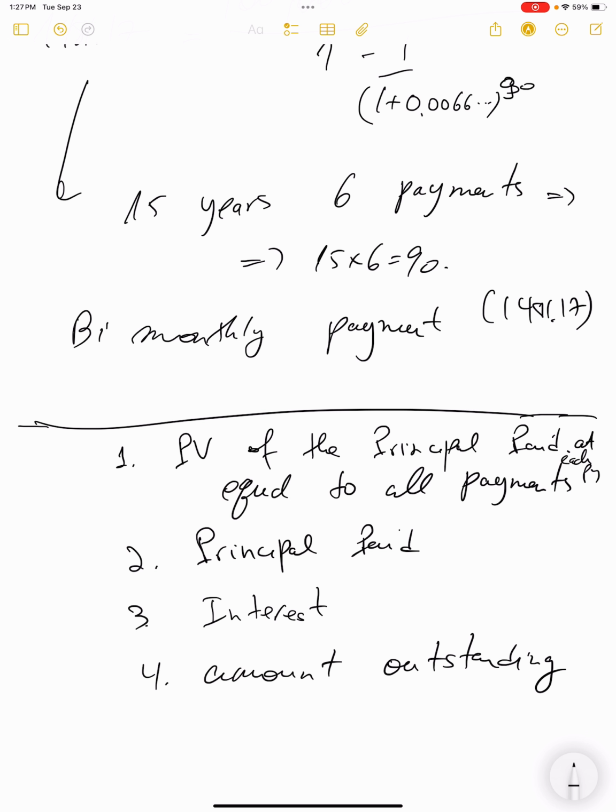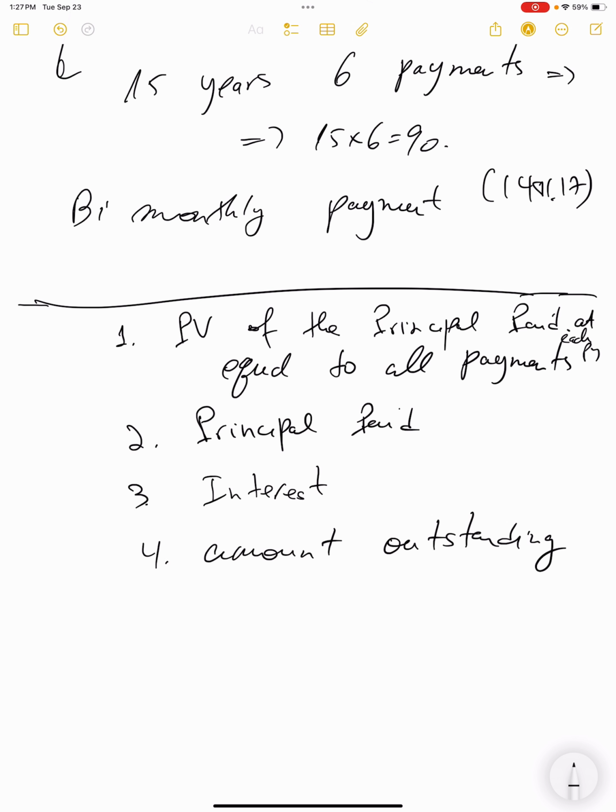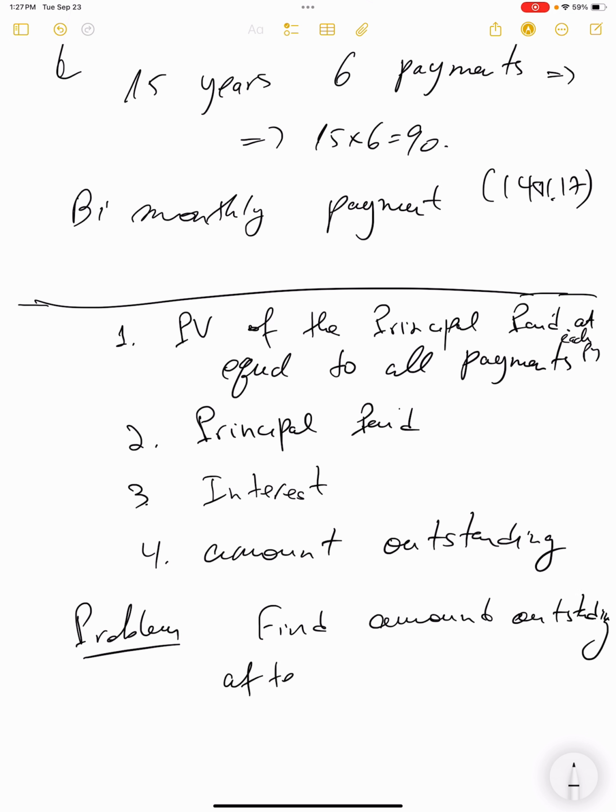It's important to emphasize there are two ways to do it. The first way is just to create a spreadsheet like I created in class. Here, I'm giving you the algorithm, I'm giving you the method, or basically the formulas to do it. So first of all, let's assume that the problem is to find the amount outstanding after 5 years.